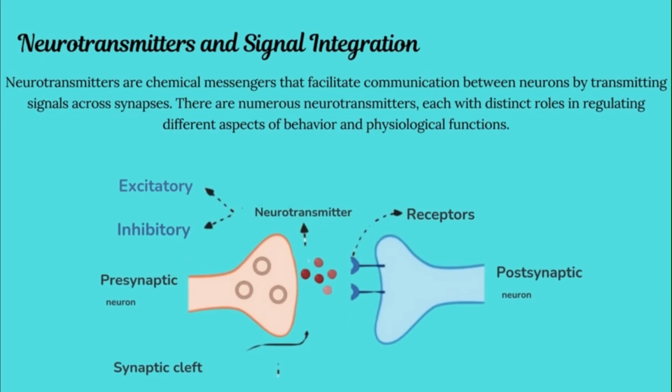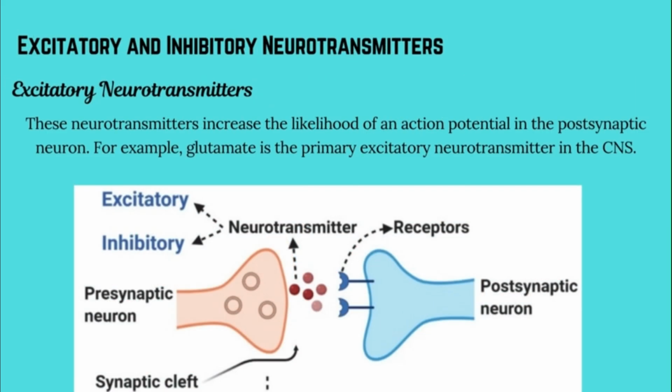Neurotransmitters and signal integration. Neurotransmitters are chemical messengers that facilitate communication between neurons by transmitting signals across synapses. There are numerous neurotransmitters, each with distinct roles in regulating different aspects of behavior and physiological functions. Excitatory and inhibitory neurotransmitters. Excitatory neurotransmitters.